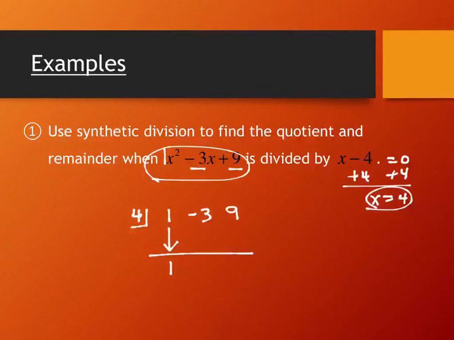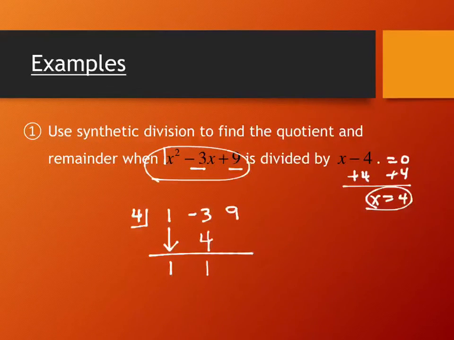So the first thing you do is you bring the 1 down. After you do that, you multiply this 1 by 4. That gives you 4. And you write it right here underneath the negative 3. So this number comes from multiplying these two together. And then you add down. So negative 3 and positive 4 is 1. So we're adding down.